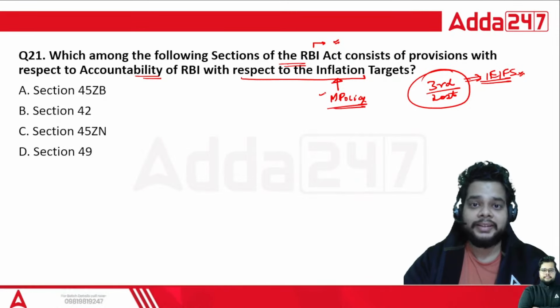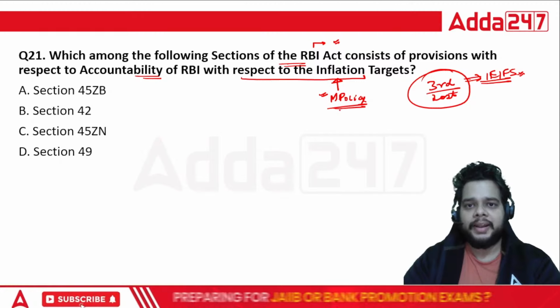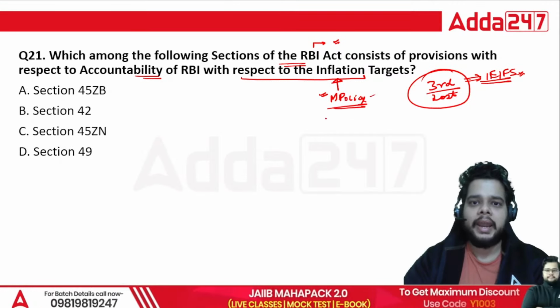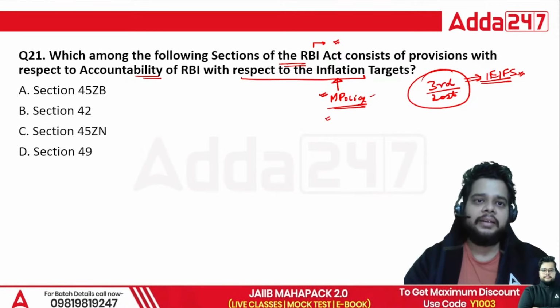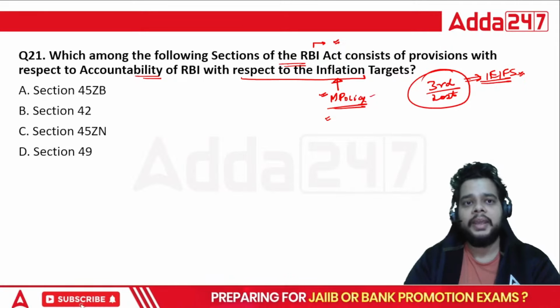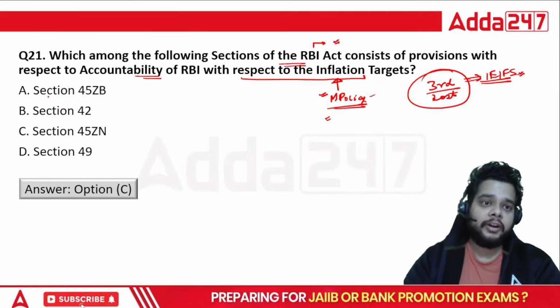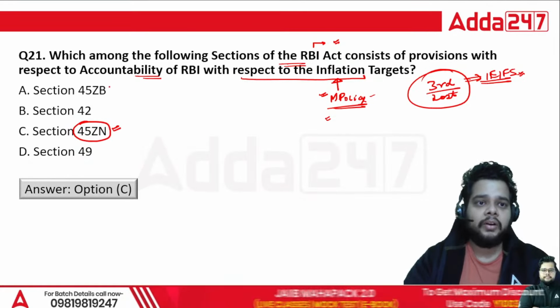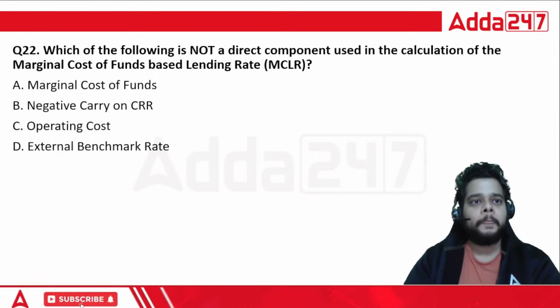So there are two sections which we have to remember for our examination. One pertains to the 6-member Monetary Policy Committee, and the other one is the inflation target. So the right answer for this particular question will be that accountability of RBI will be under section 45ZN. Okay, that is very, very important. 45ZB talks about the 6-member MPC.